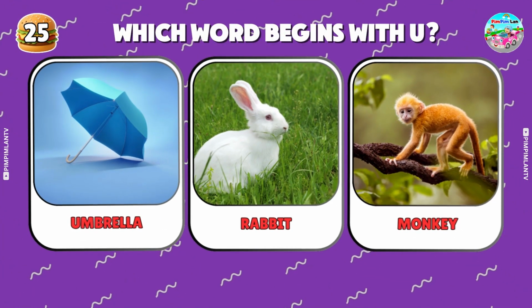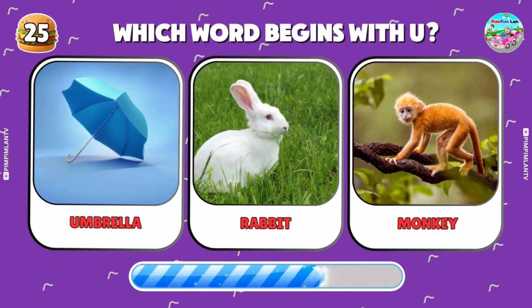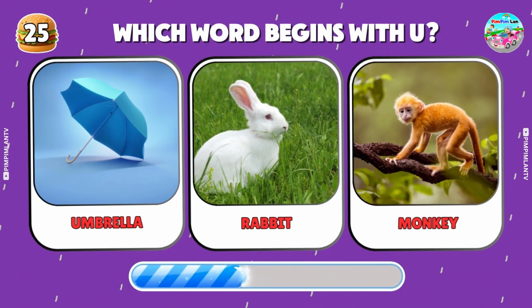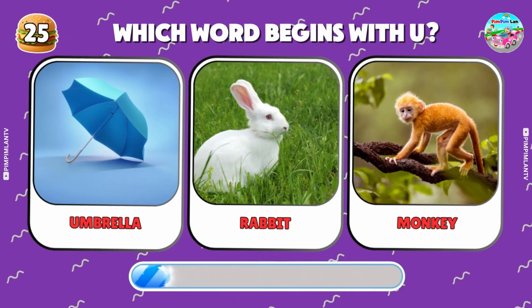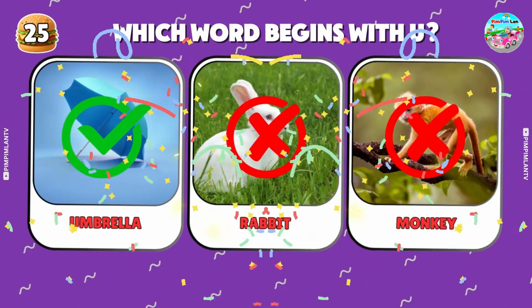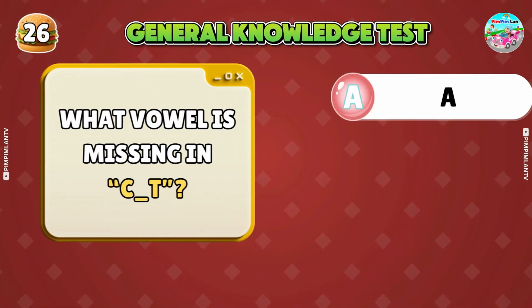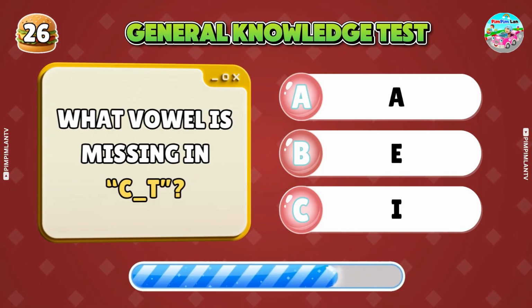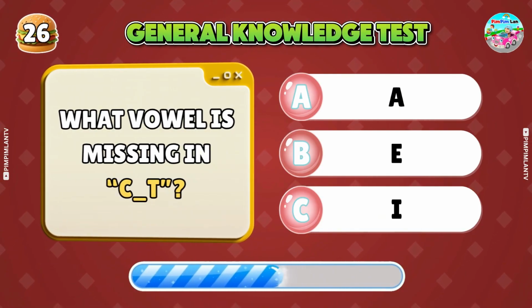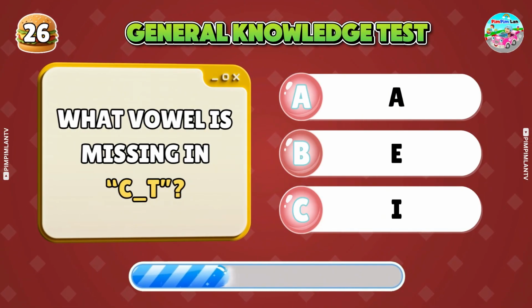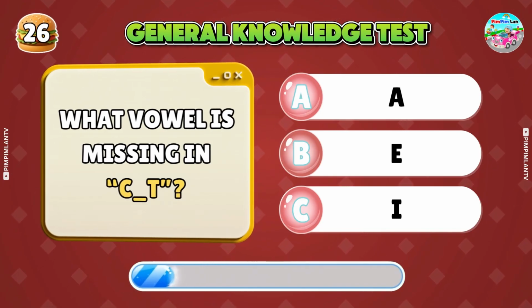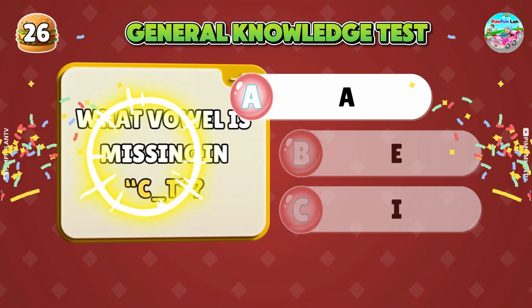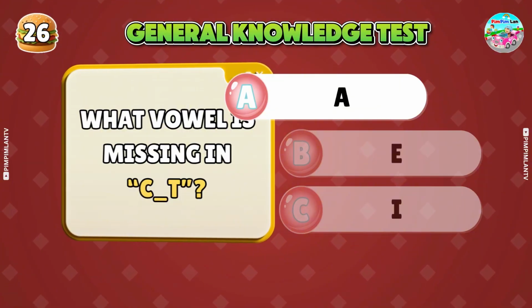Which word begins with U? Umbrella is the go-to U word. What vowel is missing in C_T? Correct. Cat needs that A to make sense.